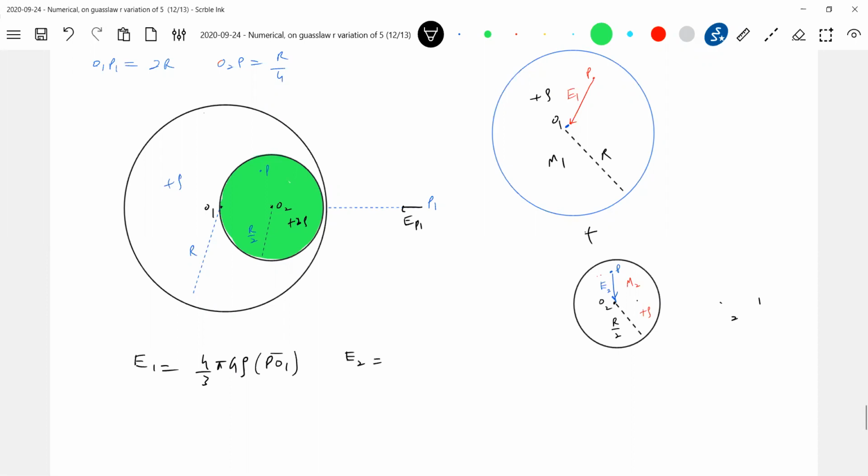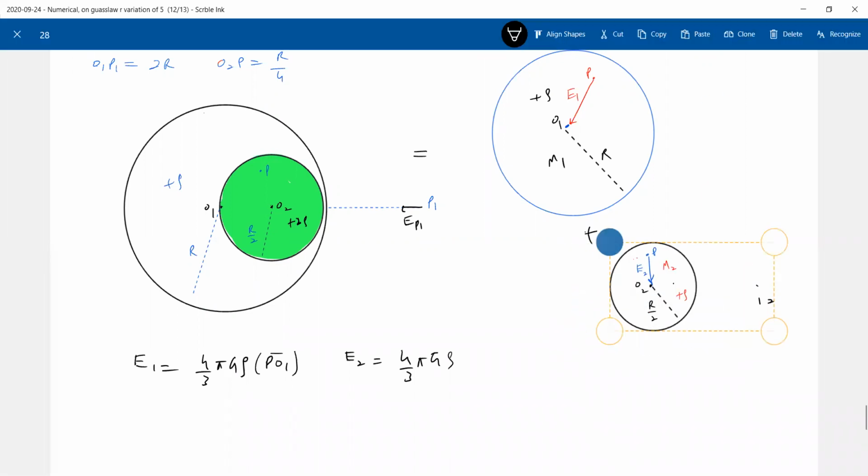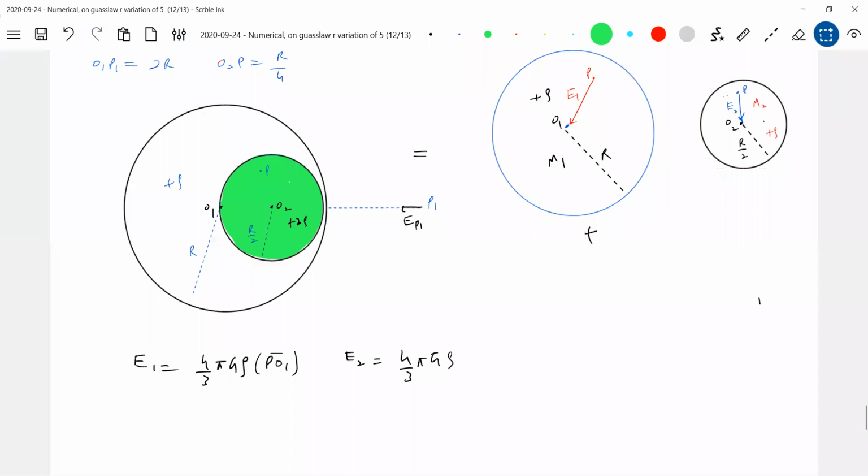And similarly, what is E2? 4 by 3 pi G. Shall I write 2 rho or rho? No, better write rho only. We are doing for this. See, this is equal to sum of these two. So I'll bring it here. At least agreed, no? This particular left hand diagram is equal to sum of these two. I should add up these two.